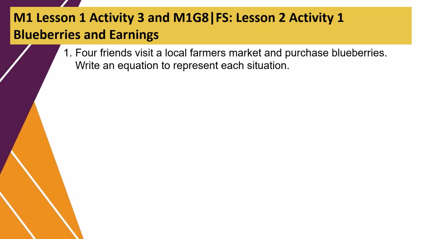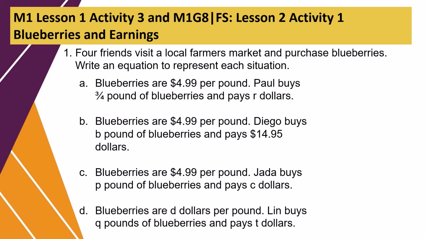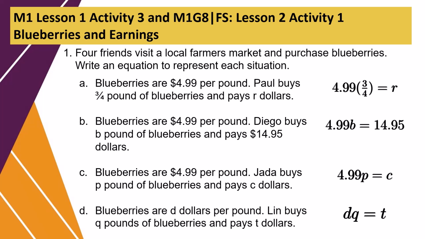4 friends visit a local farmer's market and purchase blueberries. Write an equation to represent each situation. The design of this activity is for students to express the same relationship multiple times, initially using numbers and variables, and later using only variables. Essential understanding in this activity is for students to see that quantities can be known or unknown, and can stay the same or vary, but both kinds of quantities can be expressed with numbers or variables.